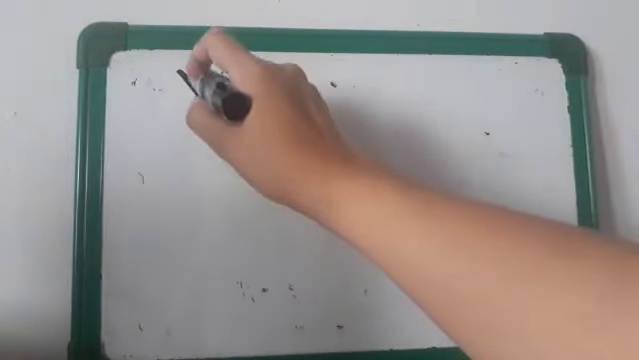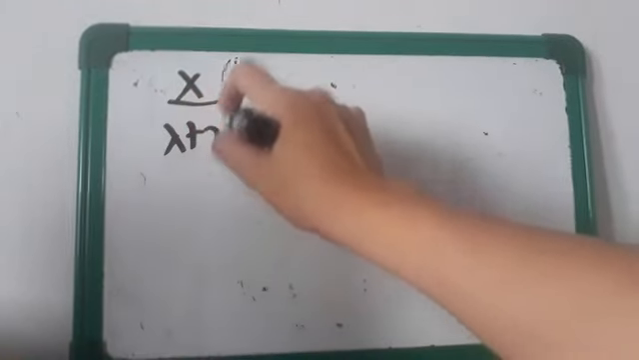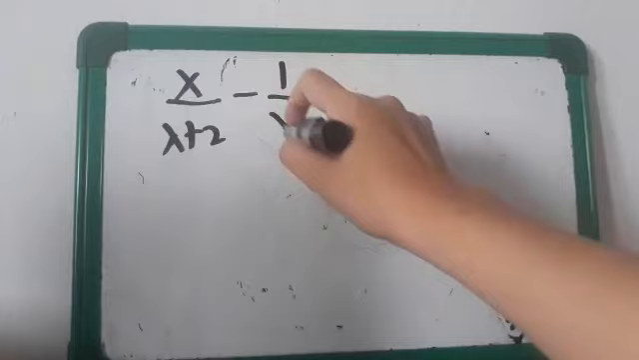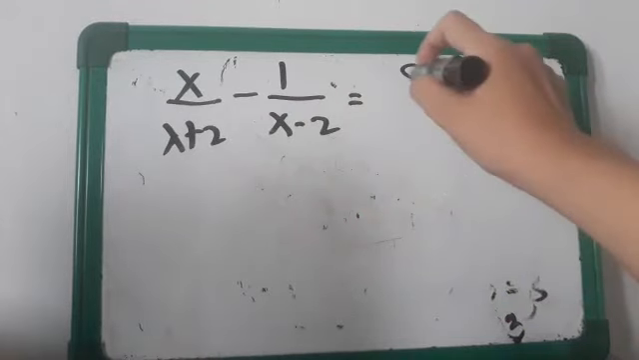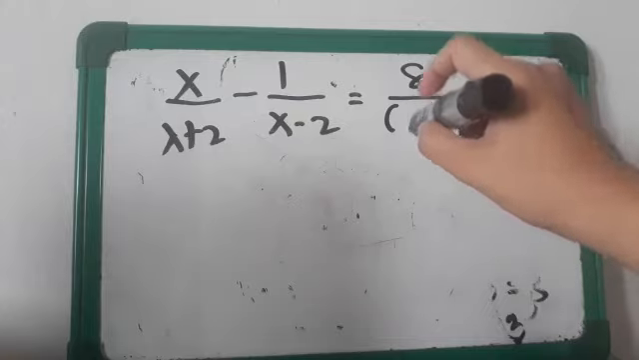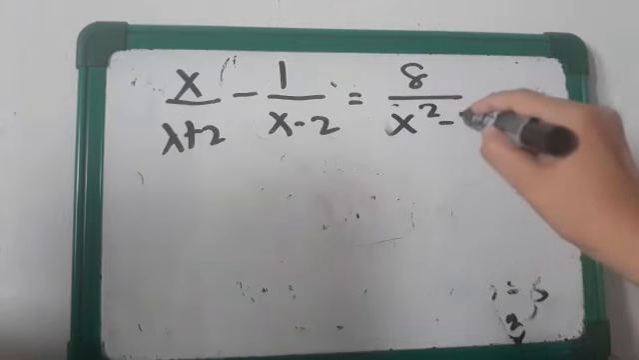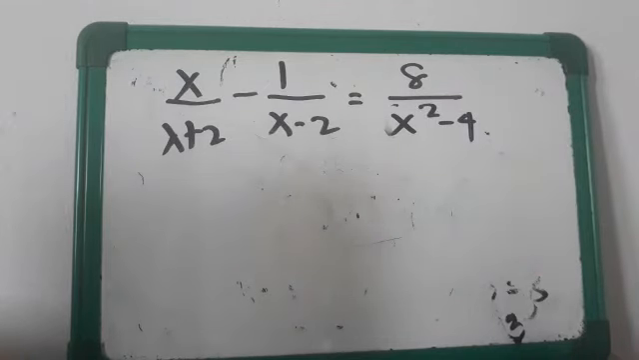Number 20, the final number for our part 2 of our midterm review. So, solve lang tayo ng, we will solve for x. So, ito yung isosolve natin. X over x plus 2 minus 1 over x minus 2 is equal to 8 over x squared minus 4. Paano natin yan isosolve?